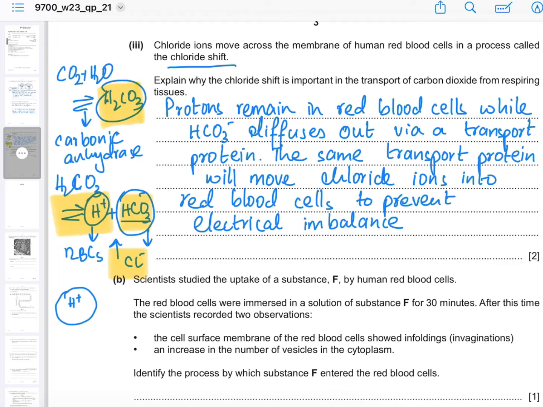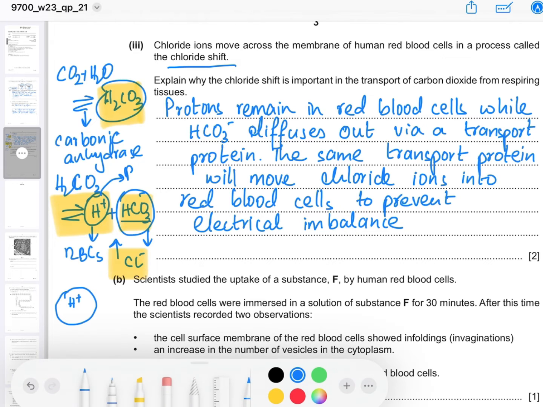If chloride ions did not move into red blood cells, there would be an excess of protons in the red blood cells, and this would produce an electrical imbalance.